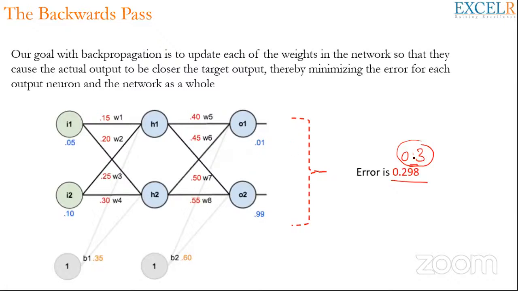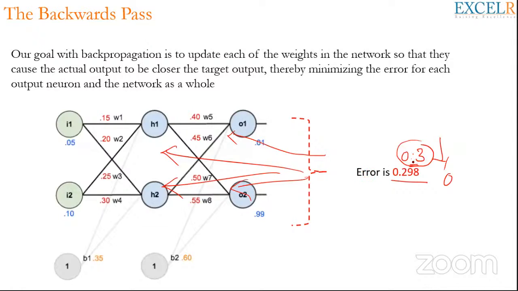Now our focus is on reducing this error to zero. If not zero, whatever possible value we can reduce it to, let us go ahead and reduce it. So how can we reduce it? We are going to send this error back to the network. We are informing the network, hey, this is the error, 0.3. Do something and reduce this error.